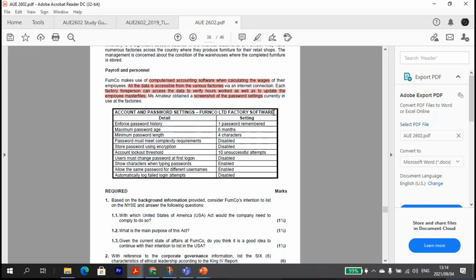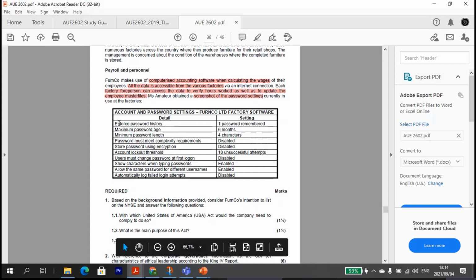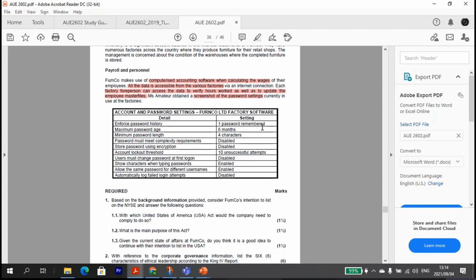Account and password settings, FENCO factory software. These are part of the settings detail. Enforce password history: 1 password remembered. Maximum password age: 6 months. Minimum password length: 4 characters. Password must be complex: disabled. Store password using encryption: disabled. Account logout threshold: after 10 unsuccessful attempts. Users must change password at first log on: disabled. Show characters when typing password: enabled. Allow same password for different usernames: enabled. Automatically log failed login attempts: disabled.